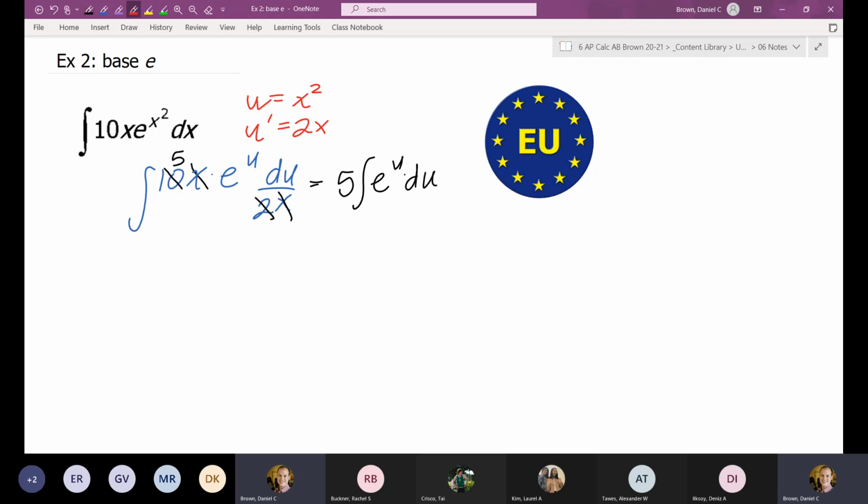And then just go ahead and use that new rule. So 5 is a coefficient. The integral of e to the u is just e to the u. And then this was an indefinite one, so we'll put plus c at the end of it.